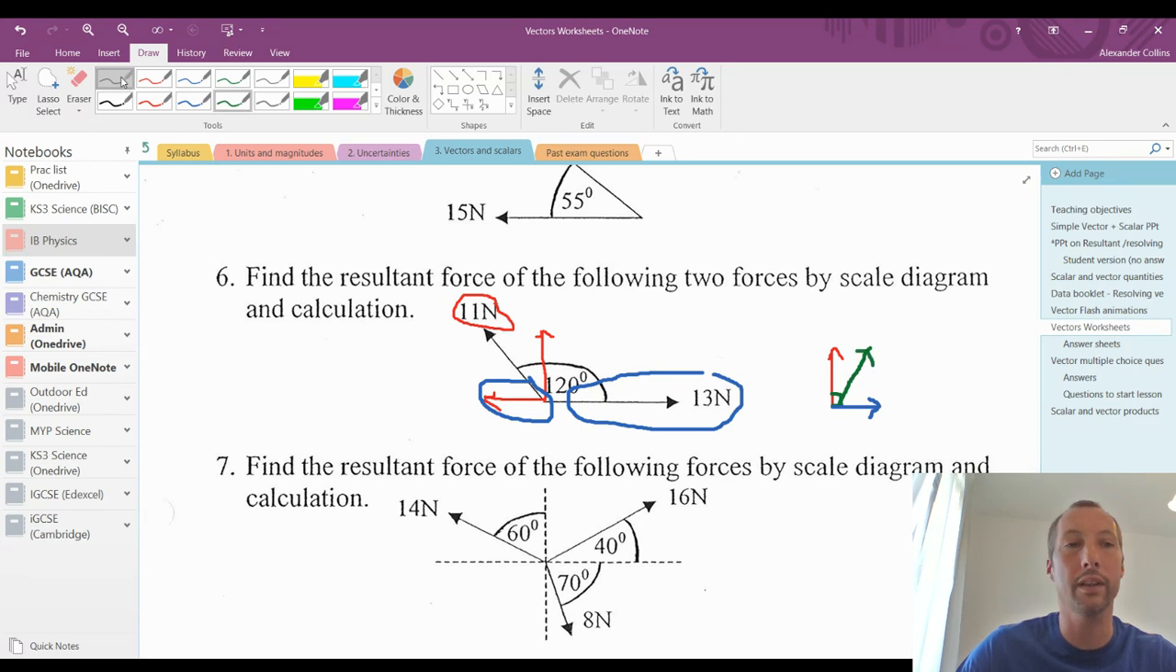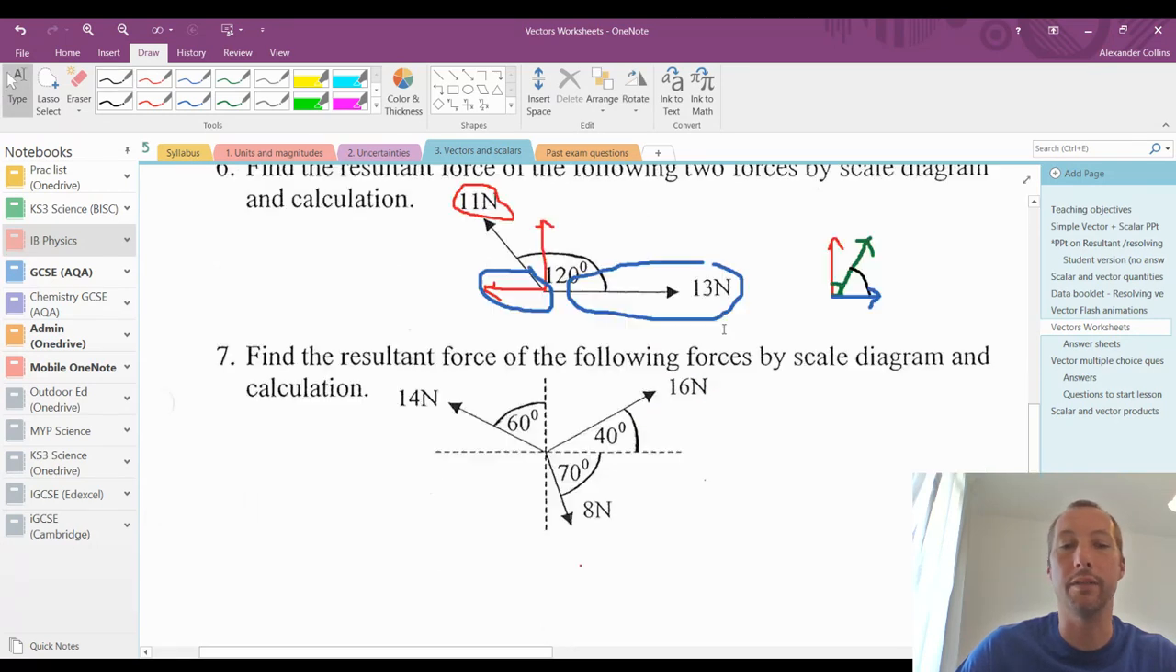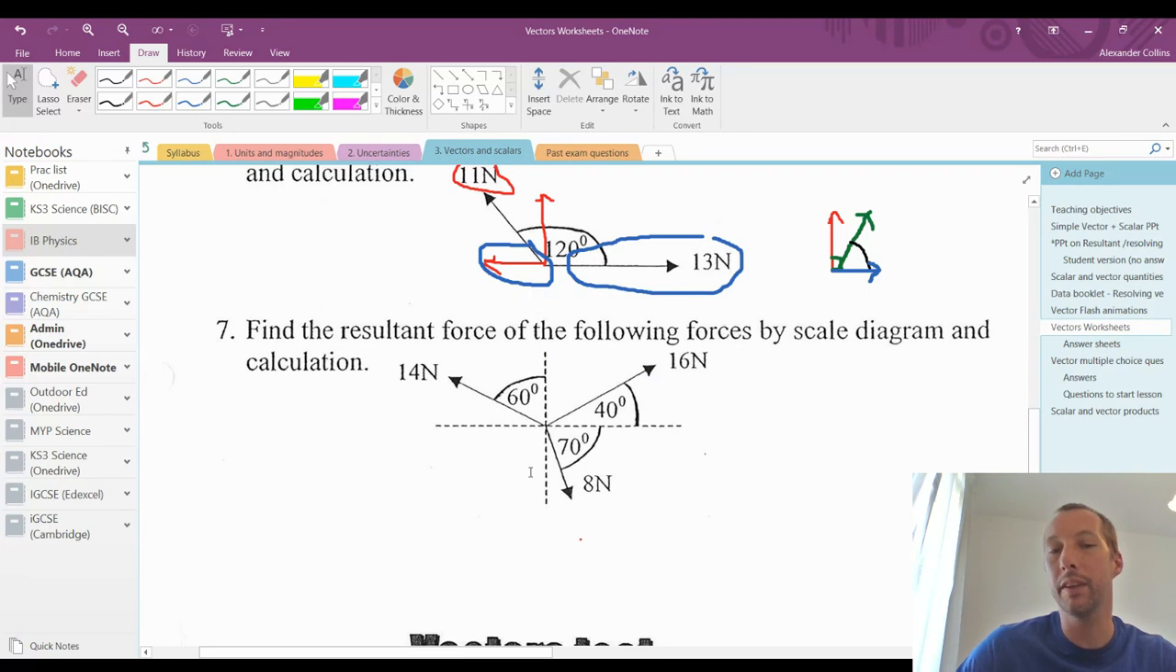Okay, but what I've got to remind you as well, not only do you need to find the size of it, you also need to give me an angle for the direction as well. Okay, so I don't think that's much different really from what we did in 5. 7 is very similar as well, but it's a bit more time consuming because here you've got three forces that are all acting at different angles. None of them are vertical and horizontal to begin with.